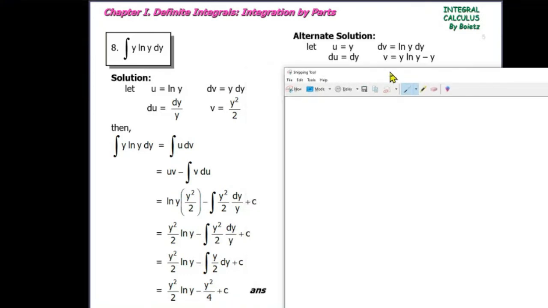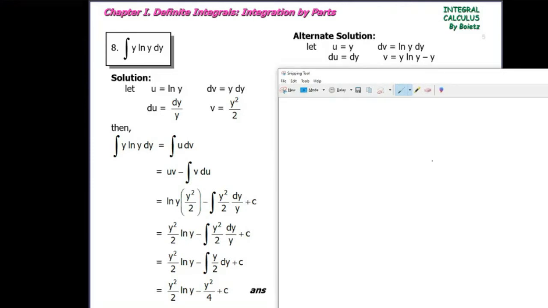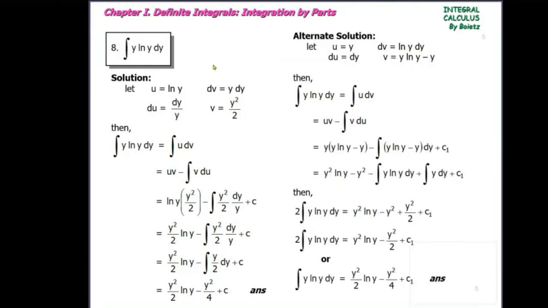Or there is an alternate solution. Okay? There is an alternate, it's possible. So, another solution is you will use u is equal to y, then du is equal to dy, then your dv is ln y dy. However, when you integrate that, the ln y dy, that is still by parts. We already solved it earlier, right?